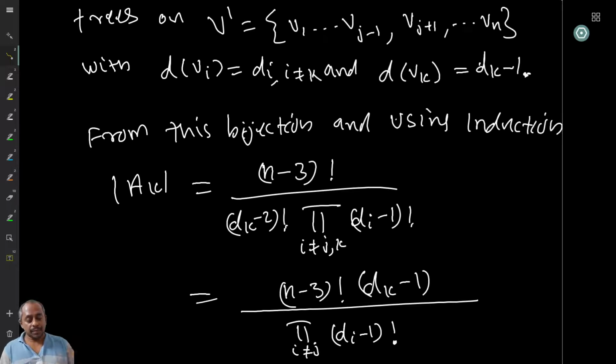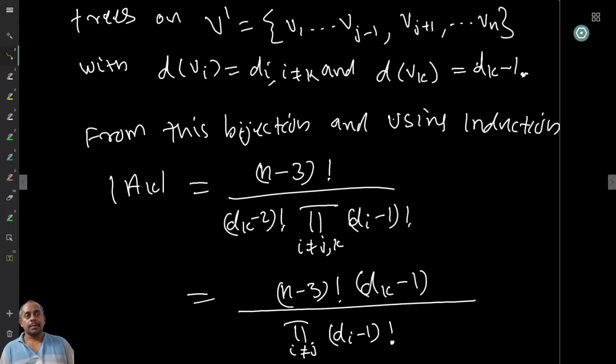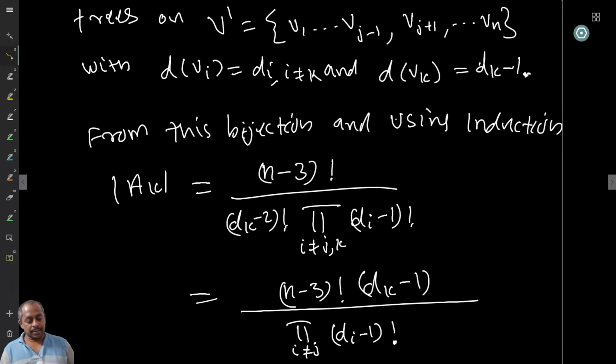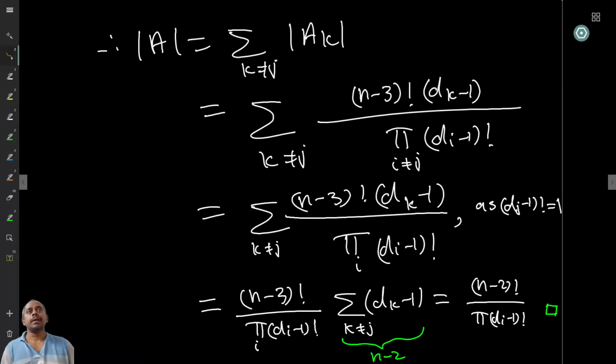So then I can just write it as the product over all i of d_i minus 1 factorial, because it doesn't matter whether I add that particular case of d_j. So therefore I will get this without i equal to j, so I can even write it this way. Now, what is the cardinality of A?